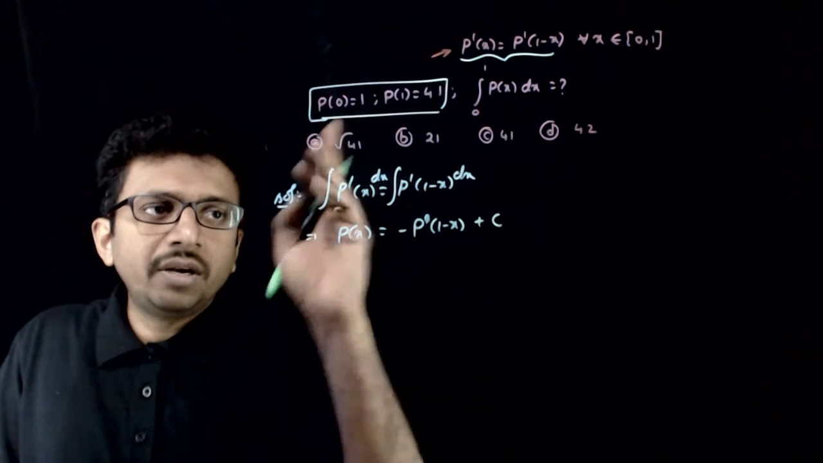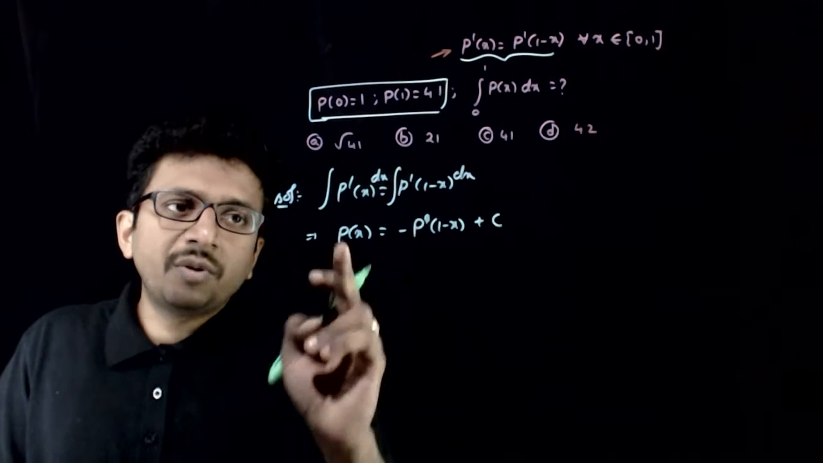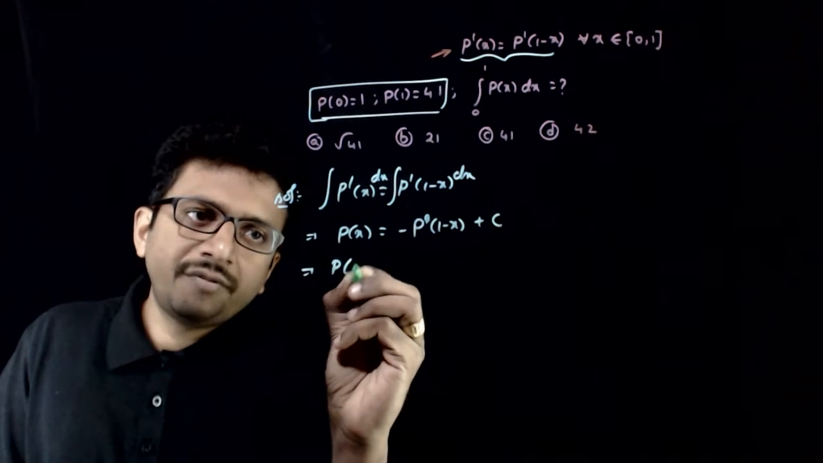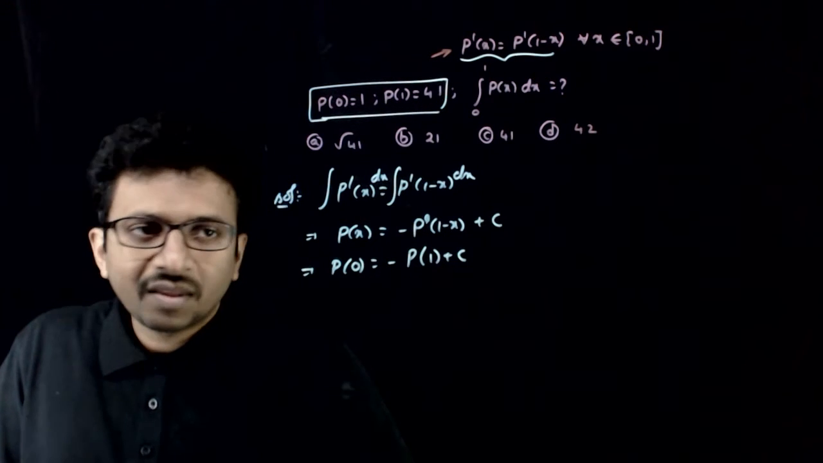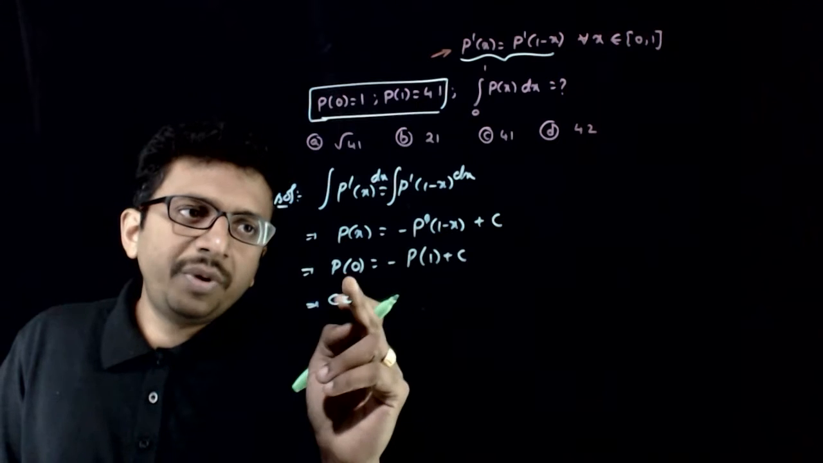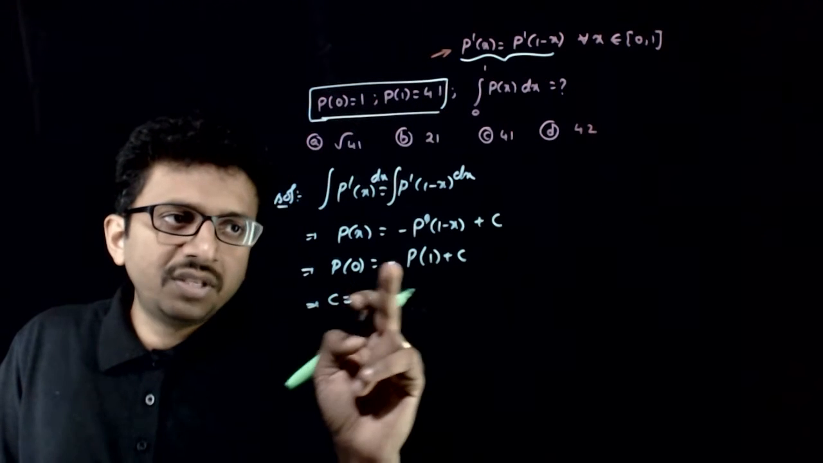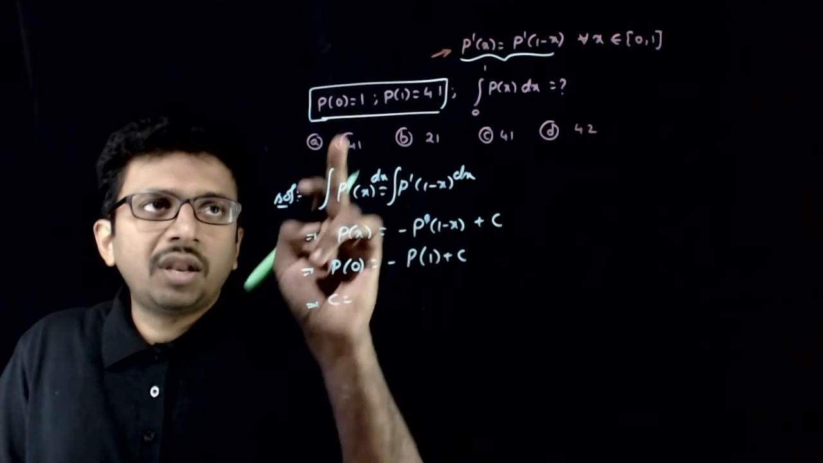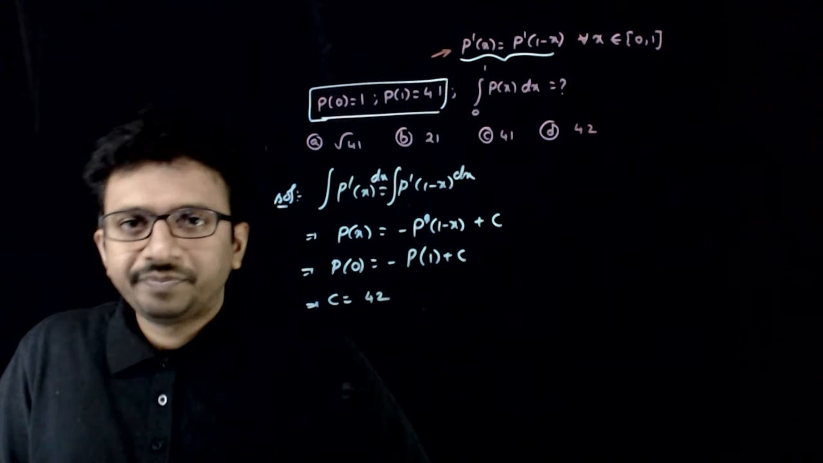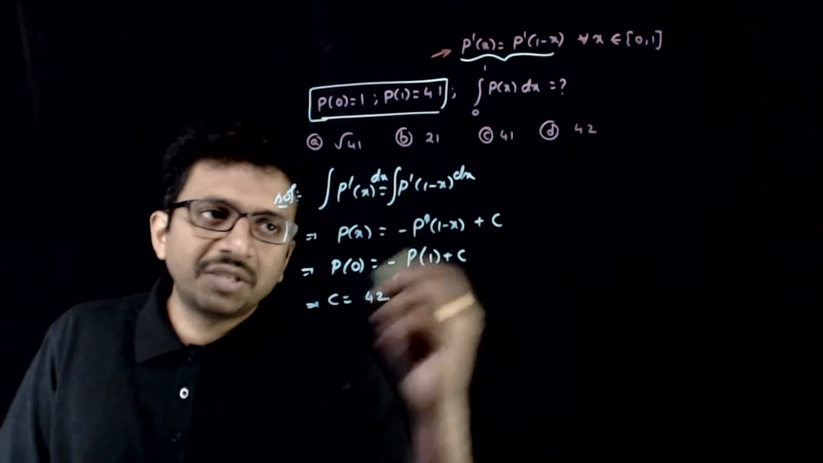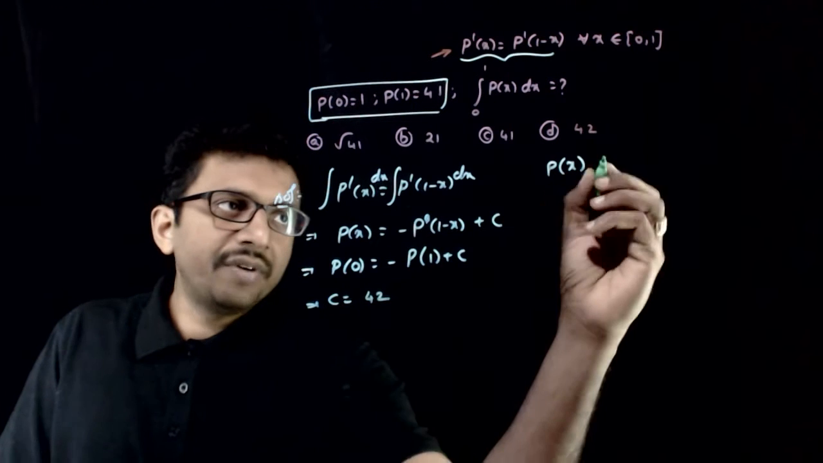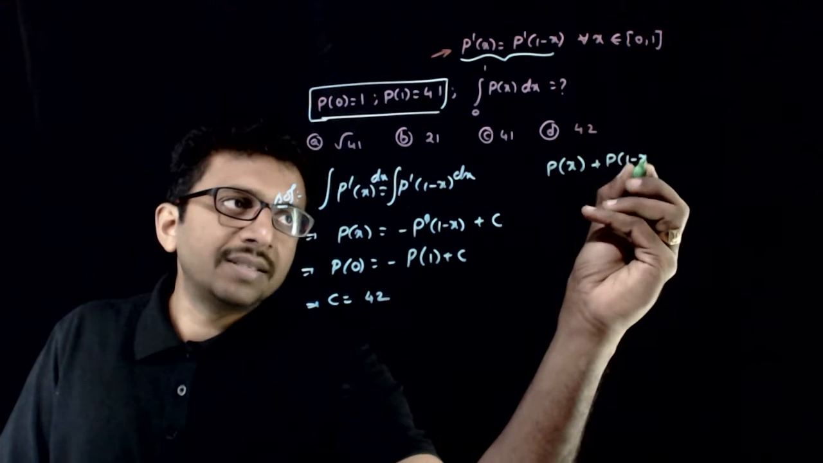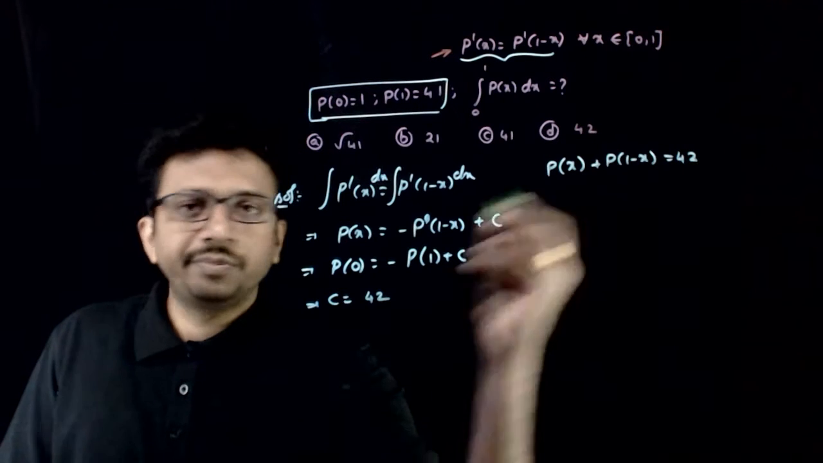Now let us put x is equal to 0. So if you put x is equal to 0, p of 0 is equal to minus of p of 1 plus c. So c is equal to p of 0 plus p of 1, which is 42. So now you have a relation between p of x and p of 1 minus x. That is p of x plus p of 1 minus x is equal to 42.